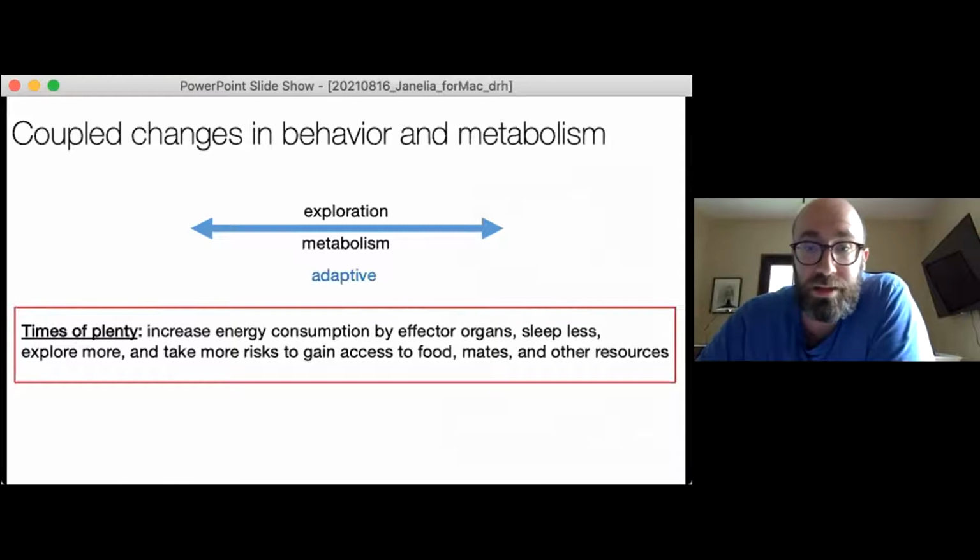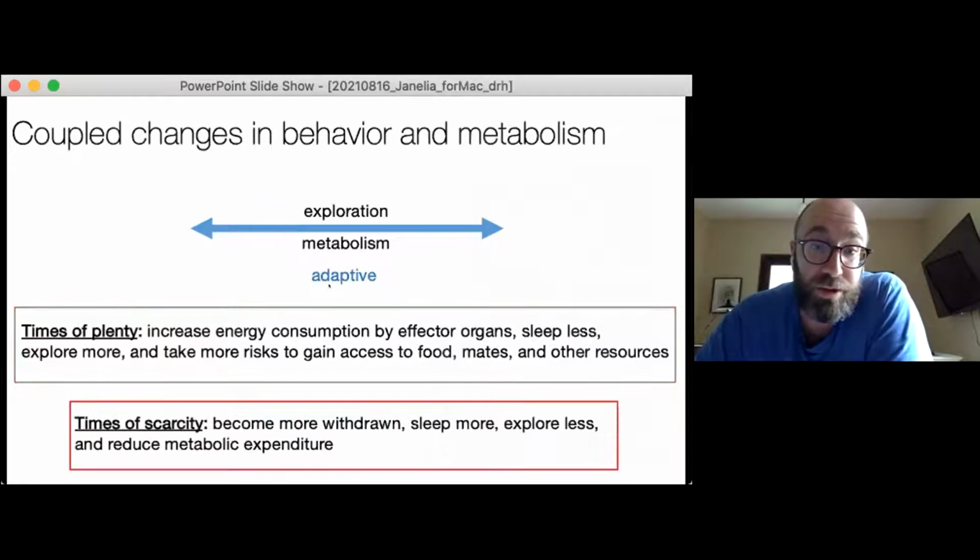So what these and other studies guide us towards is a framework in which resource availability concurrently regulates metabolic expenditure and exploratory behavior. For example, during times of plenty, it's advantageous to increase energy consumption by effector organs like muscles, to sleep less, to explore more, and to take more risks to gain access to food, mates, and other resources. Conversely, when resources are scarce, it's advantageous to become more withdrawn, to sleep more, to explore less, and to reduce your overall metabolic expenditure.